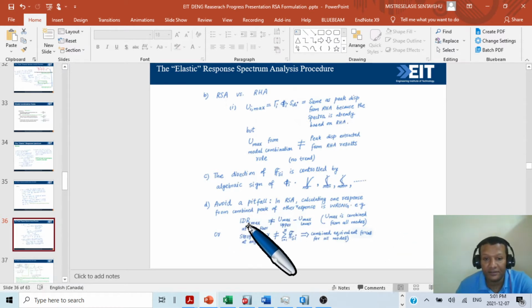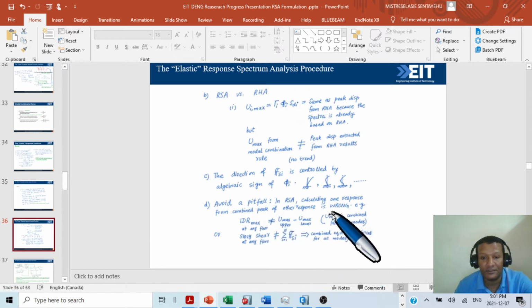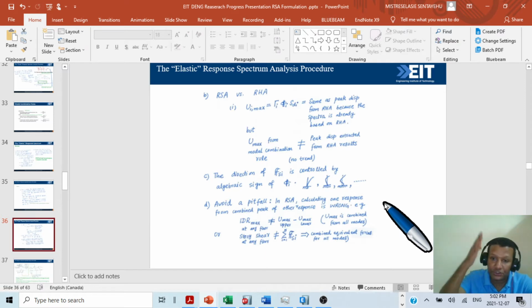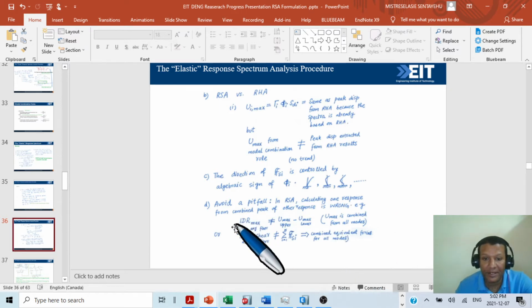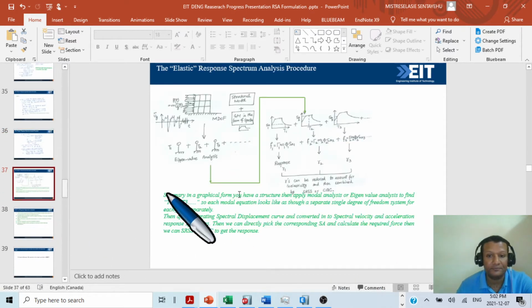Even the IDR, the inter-story drift, is not right. We have to do it for each mode. I will show you in a minute. The combined force, everything should be like that.